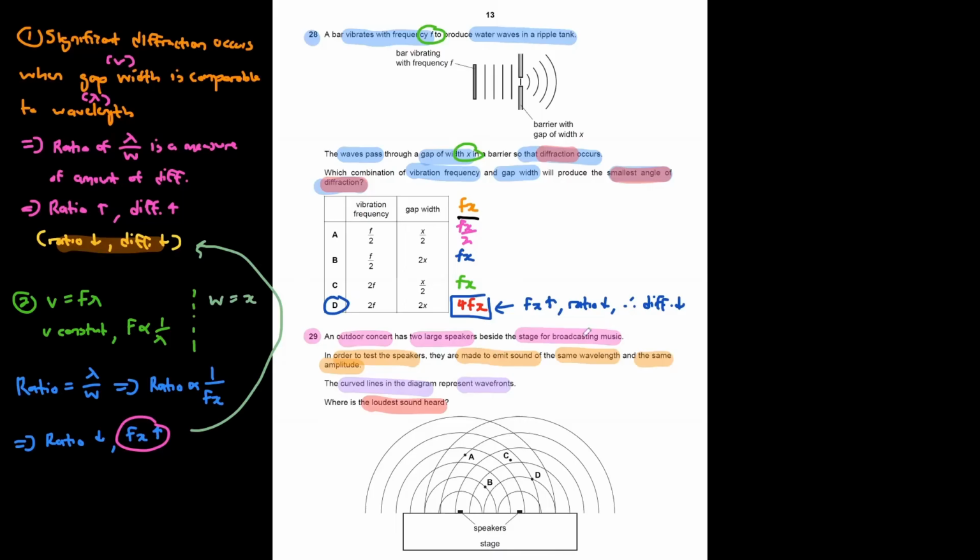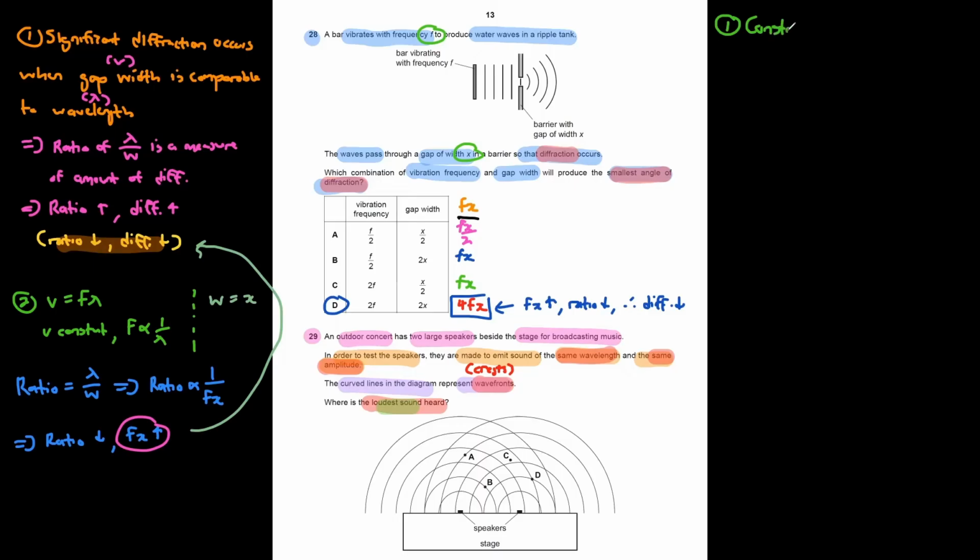So we have sound waves of the same wavelength and same amplitude right now, and your diagram here is saying that the curved lines are your wavefronts. Your wavefronts are actually your wave crests. And you specifically want the point where you hear the louder sound. So this one will actually relate to interference, specifically constructive and destructive interference. Let's just review a little about those two.